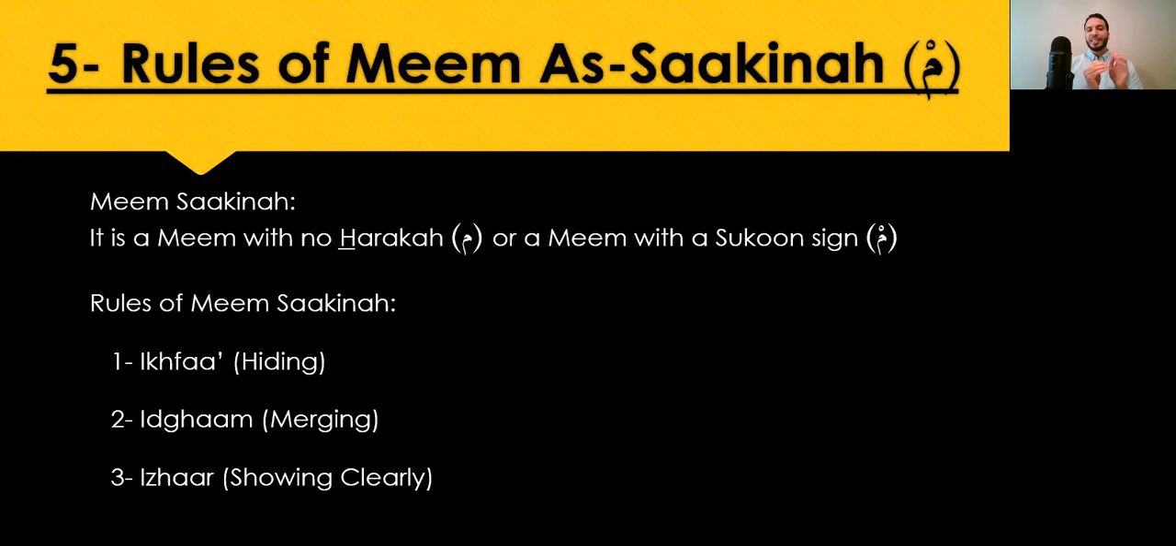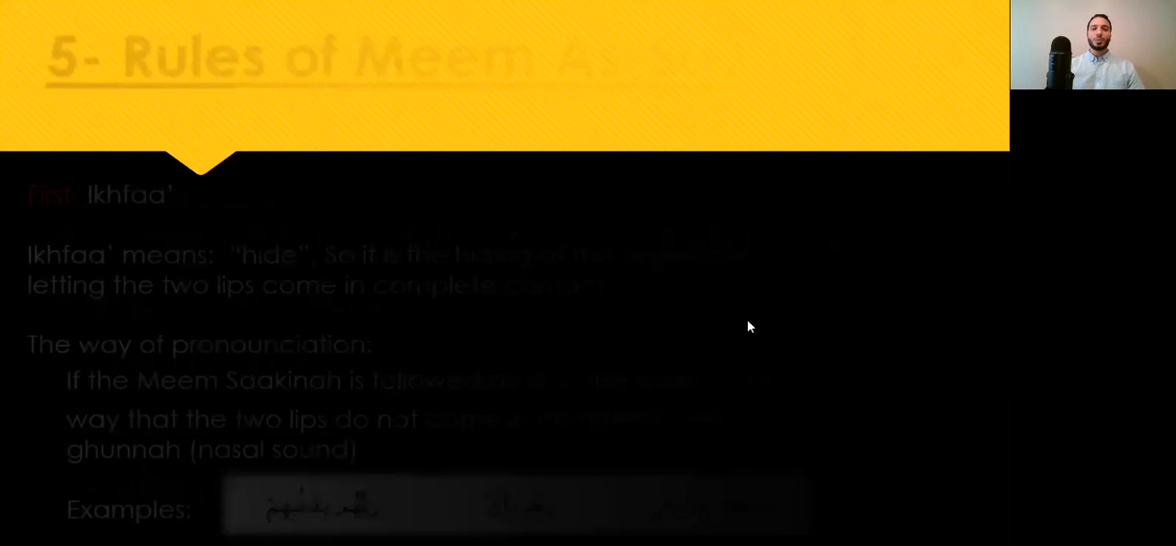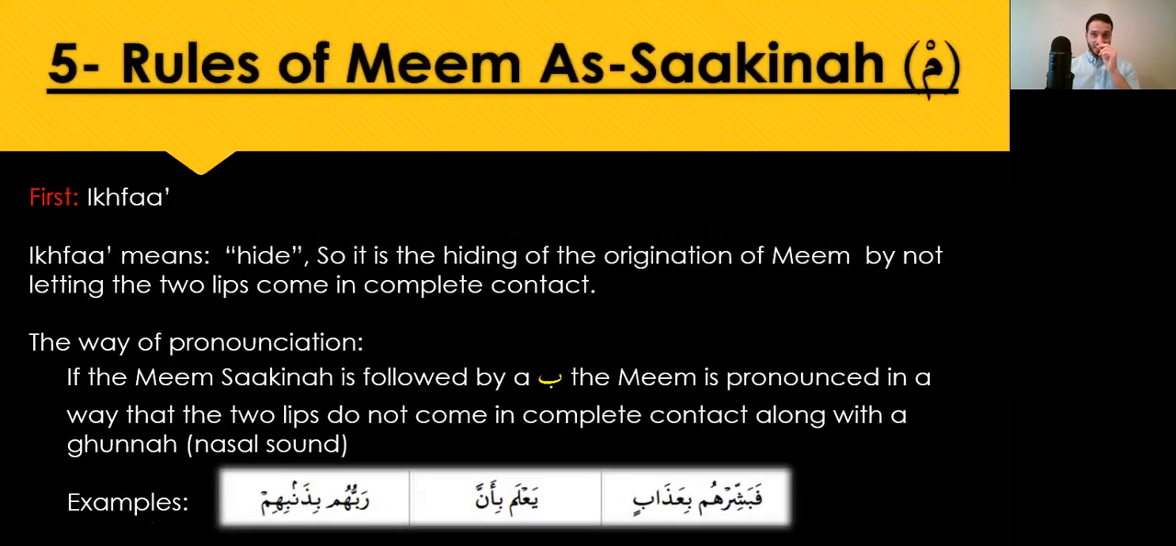But the difference is the order, and we're going to know why the order is different in the Noon Saakinah. Here we're using one ikhfa, two idgham, three izhar. I'm pronouncing it wrong. Izhar. It's because I wrote it with a Z in English. Izhar. So let's go to the first one, ikhfa.